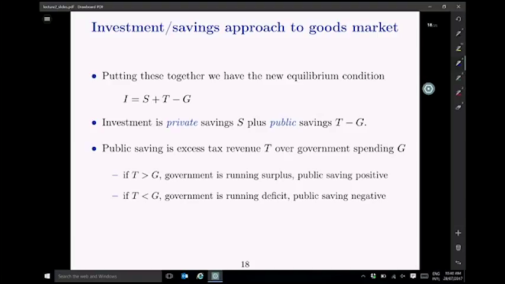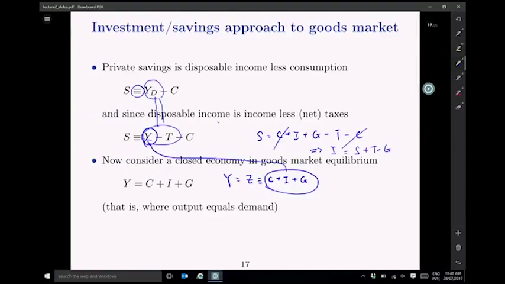And we argue that you can view the goods market equilibrium condition in another way. You can either view it as when aggregate demand equals output, that's one way, or this is where investment equals saving, where saving is the sum of public saving and private saving. We just showed you that from one type of equilibrium condition, we can derive the other.